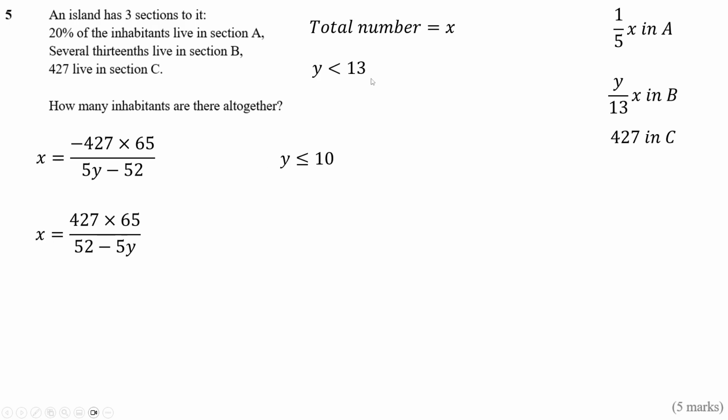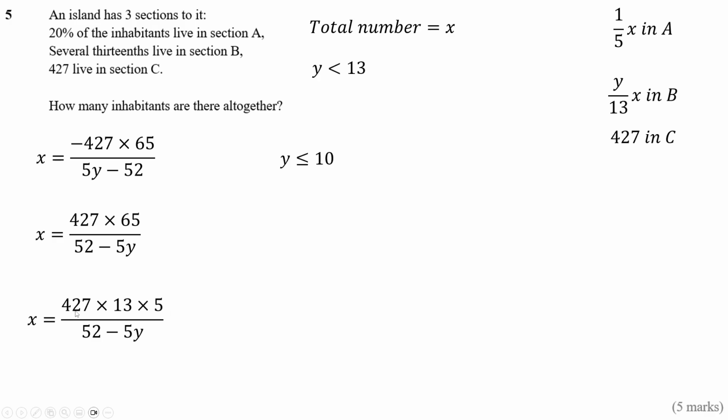We said that originally it was going to be less than 13, but now we're saying it's less than or equal to 10. Alright, so let's try values. But we're not going to do that just yet. What I'm going to do is factorize this top even more. We know that 65 is 13 times 5 because we did that last time when we were putting them over the same common denominator.